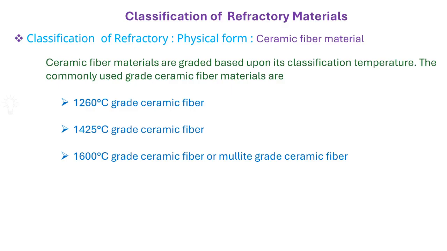Grade 1425 degrees Celsius. This intermediate grade extends performance to higher temperatures while still offering good insulation. Grade 1600 degrees Celsius. This is the highest standard grade available. It can withstand continuous service up to 1600 degrees Celsius, thanks to advanced formulations and special additives. Mullite grade ceramic fiber, often considered the premium category. Mullite fibers have specialized properties and deliver exceptional performance, which we'll explore in detail next. By knowing these grades, you can match the right ceramic fiber to the temperature demands of your application.